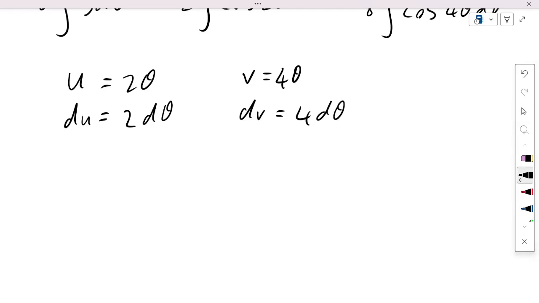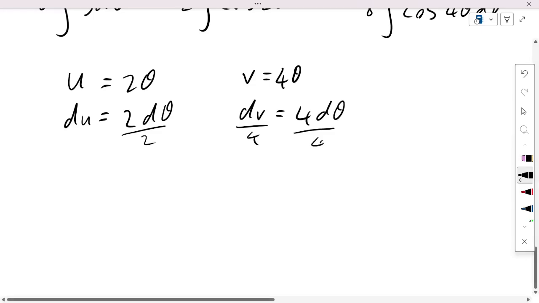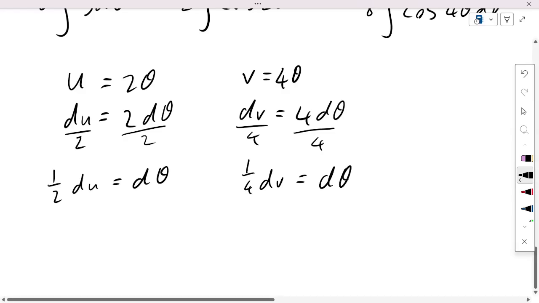And then therefore, because we want to replace d theta, because of the substitution, we need to divide both sides by 2, and divide both sides by 4 over here. This is a 4, this is a 2. And then therefore, we can write this as a half du is equal to d theta, meaning we can replace the d theta over there. And over here, we can say that this is going to be a quarter multiplied by dv, which is equal to d theta. Okay, great.